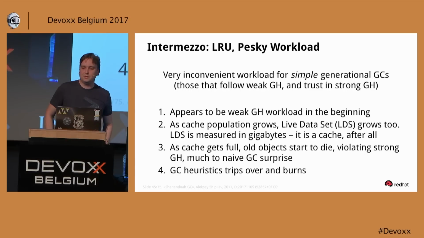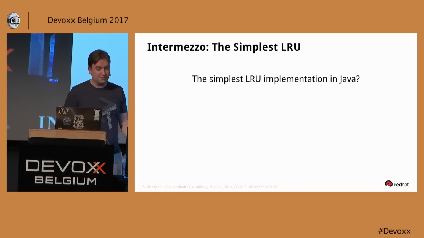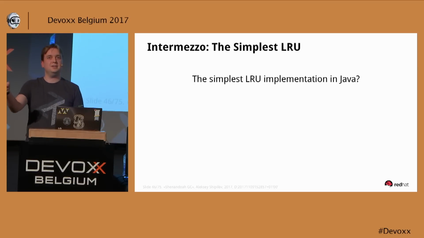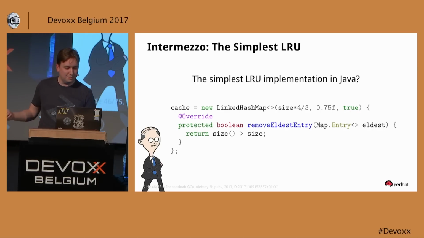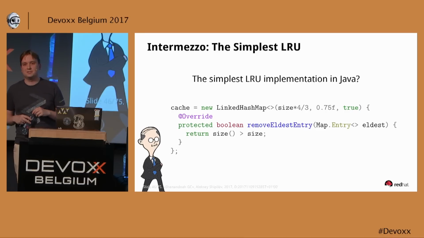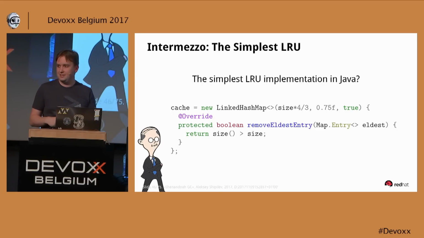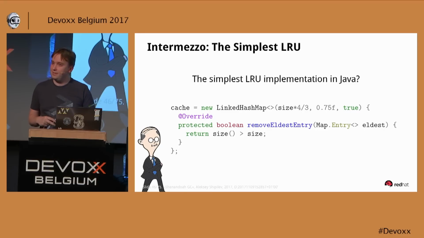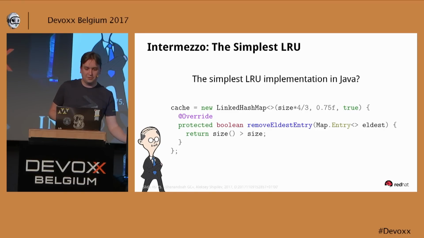So how do you do the simplest LRU implementation in Java? Just for the giggles, how do we test the GC? Heinz knows this answer. Yeah, you basically have a LinkedHashMap and there is a protected method which says, should I remove my eldest entry? And you just say, if you're too fat, then do it. And this is the simplest LRU implementation in Java.